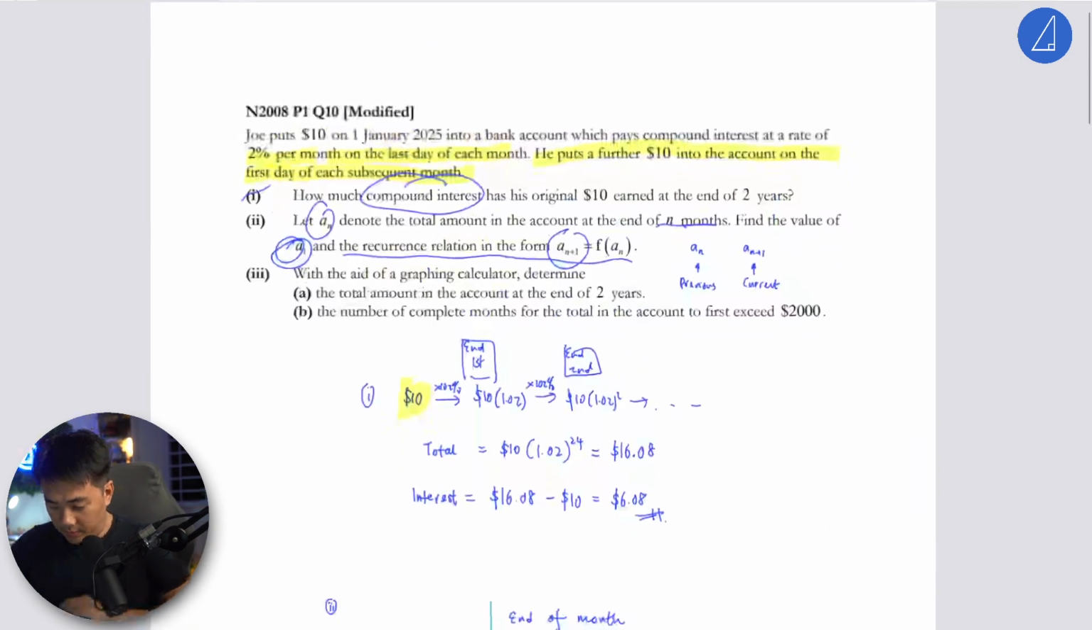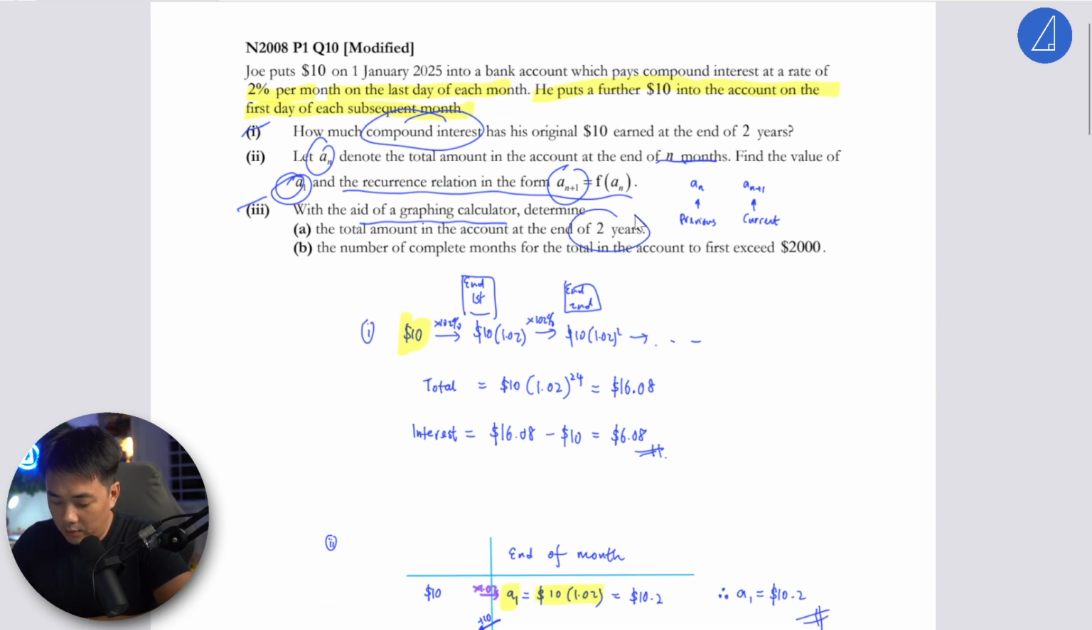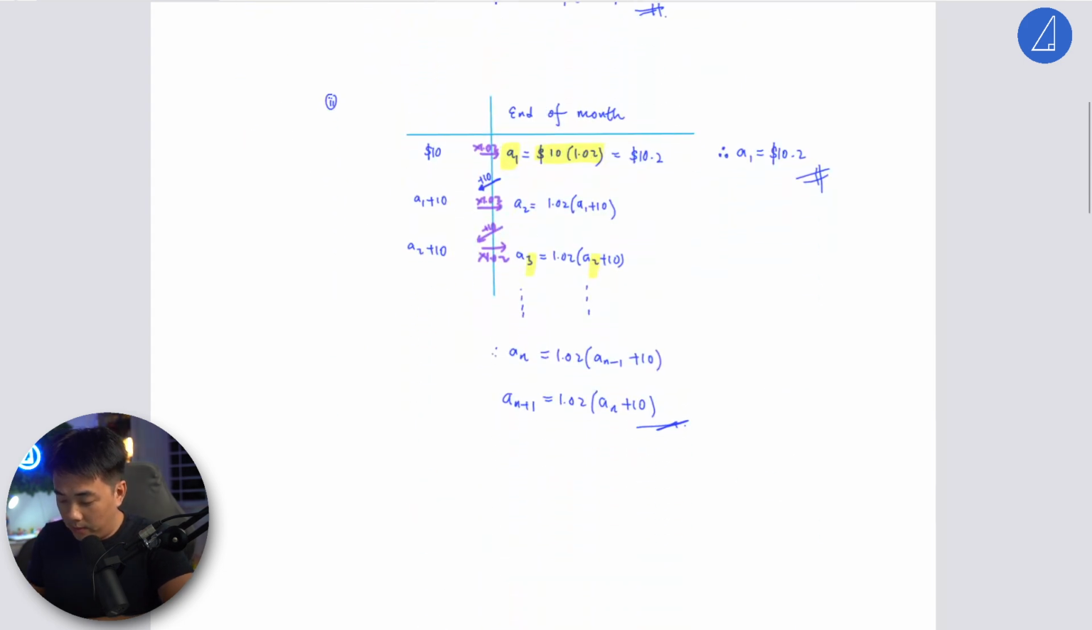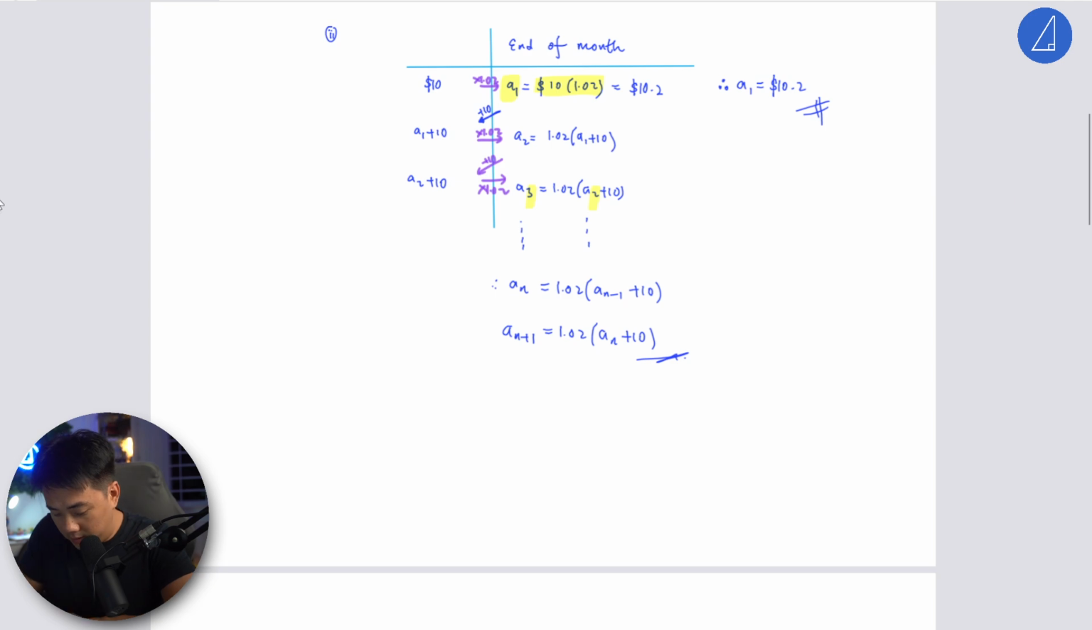Let's look at the last part, which is part 3. With the aid of a graphing calculator, determine the total amount in the account at the end of 2 years. Okay, great. So just use table value, then you're just going to deduce the amount. So the recurrence relation now is this guy here.